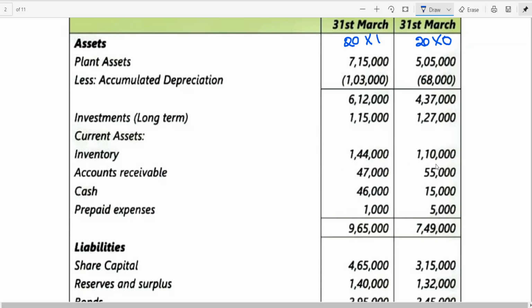This is previous year, I have told you. This is current year. Current year inventory increased. When current year inventory increases, there is an outflow, no? That means you are buying inventory. So I am putting it in brackets. It is changes in working capital. It is to be subtracted.